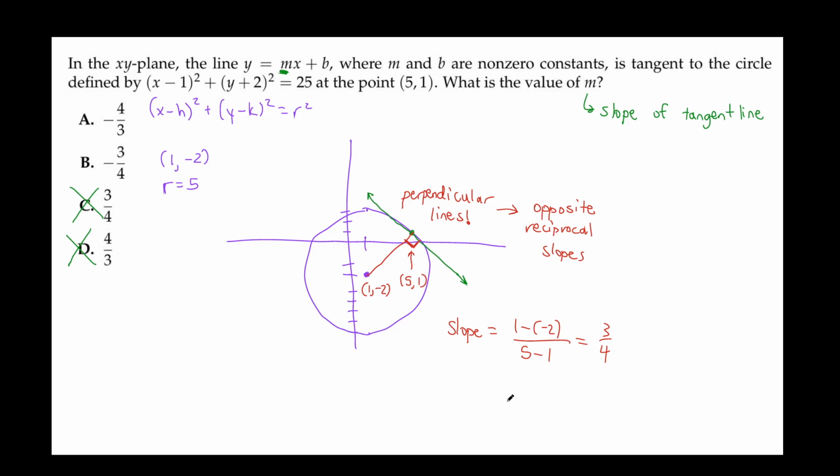But that's not our answer because we still didn't take the negative reciprocal. If we do that, then it would just be the negative reciprocal of 3 over 4, which is negative 4 over 3, giving us our answer here.